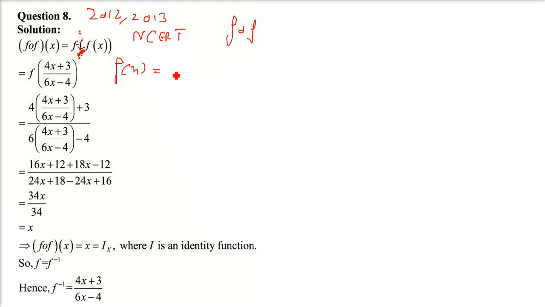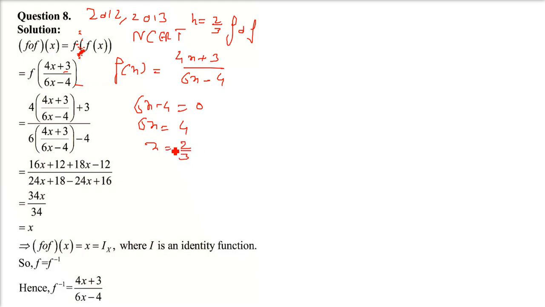Okay. So this is f(x) equals 4x plus 3 by 6x minus 4. So x should not be equal to 2 by 3. Why? Because the denominator cannot be 0. 6x minus 4 equals 0, so x is equal to 4 by 6, that is, x is equal to 2 by 3. So it cannot be 2 by 3. Otherwise, the denominator will be 0 and that will be not defined.